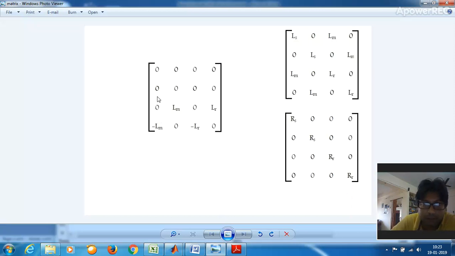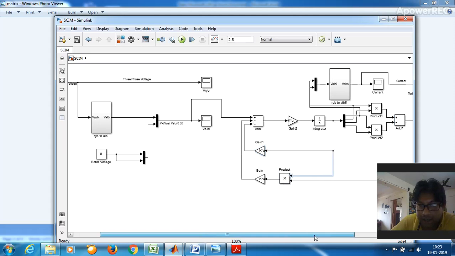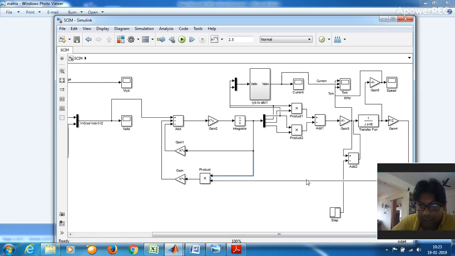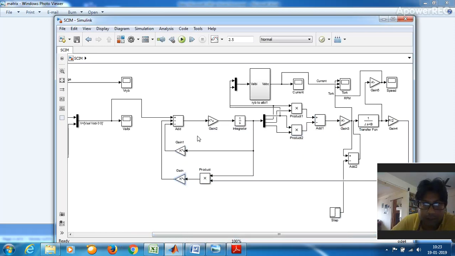In that, the omega R term will be multiplied. So you see here, this is a product with I, and this is your omega. How omega is coming, I will tell you. Then after that, this is multiplied by R2, and both are subtracted. Then the loop is completed, and you are getting the current.